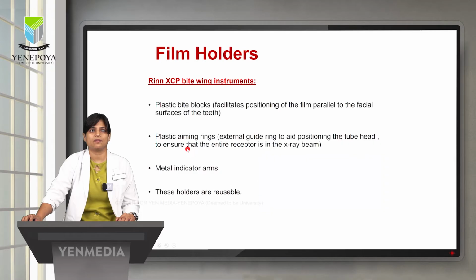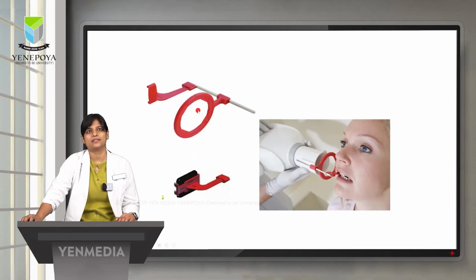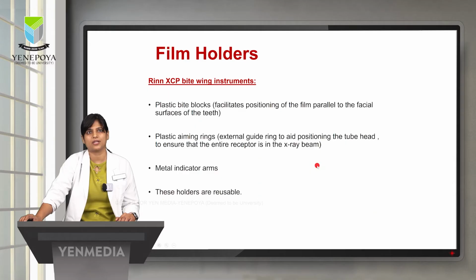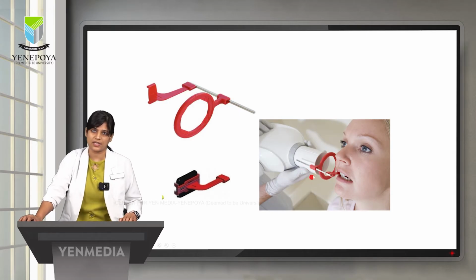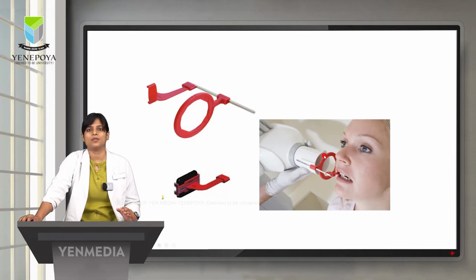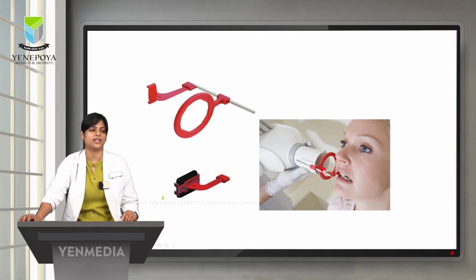Then we have the plastic aiming ring that is visible over here, and on placing it in the patient, it is present extraorally. Attaching the bite block and the aiming ring, you have the metal indicator arm. The aiming ring helps in positioning the PID, the position indicating device or the X-ray tube. Proper angulation is already taken care of by the aiming ring, so it is very user friendly and not technique sensitive.